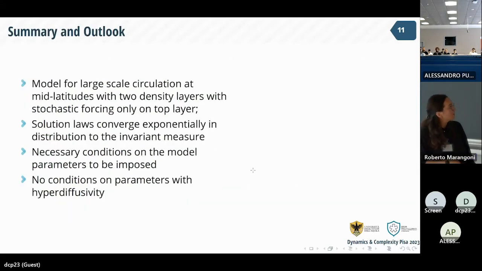So, just a summary and an outlook for now. We looked at a model for large-scale circulation at the mid-latitudes with two density layers, one of the two forced by noise. We wanted to look at when the solution laws converge exponentially in distribution to the invariant measure, and a necessary condition on the parameters of the model was imposed in one context, but there might be no conditions if we have hyperdiffusivity.